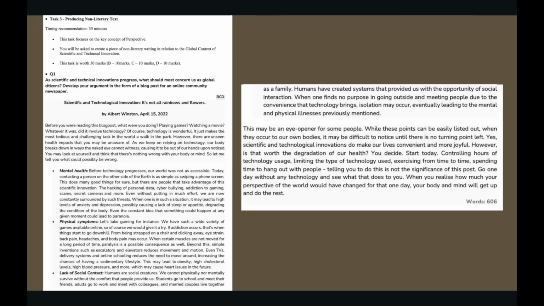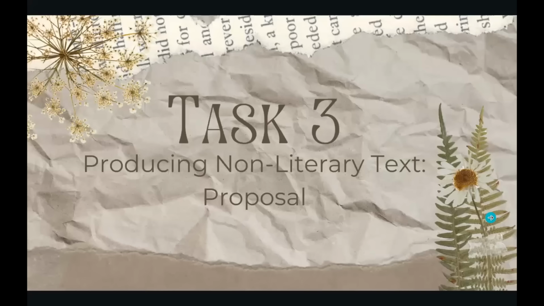So compared to task 2, for task 3, it's important for you to be able to differentiate what register and tone you need to give. Because for the literary text, most of the time it's a story, so it's really easy to do that. For task 3, you have to be able to differentiate on your own. When should you use informal language? When should you use formal language? When should you use semi-formal language? It's up to you to decide.